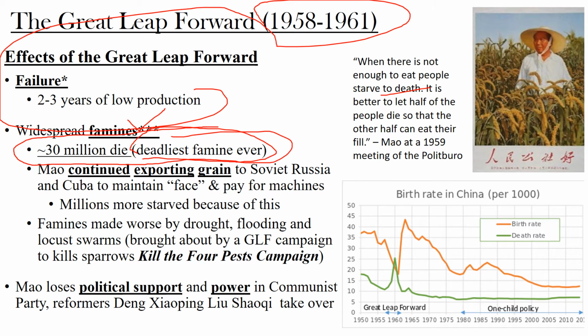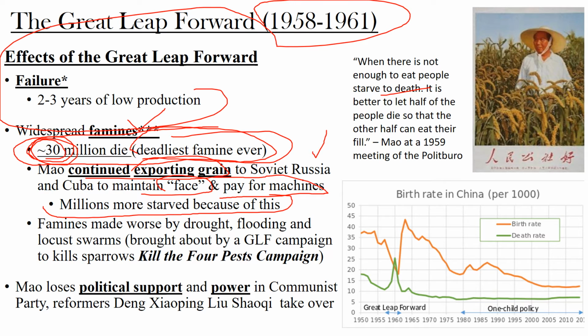During this time period of low productivity, Mao continued exporting what was harvested to Soviet Russia to maintain face, to seem like they were doing well, and to pay for the machines. Millions more starved. This number could have been a lot lower had Mao just said, all right, we're not exporting any of the grain we are producing because we need every grain of it to feed people. And instead, no, he kept exporting it.